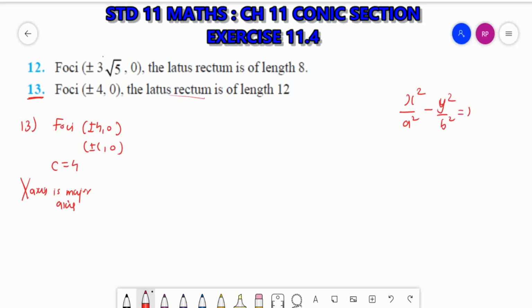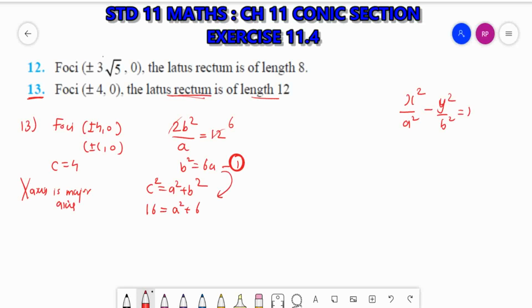Okay, see, latus rectum. The length of latus rectum is 12. So that means, what is the length of latus rectum? 2b square by a, that is equal to 12. So I can write it down, b square is equal to 6a. Let's name this as 1. Now we have the equation c square is equal to a square plus b square. Right? So now what is c square? 4 square, 16. a square, and instead of b square I can write down 6a. So a square plus 6a minus 16 equal to 0.